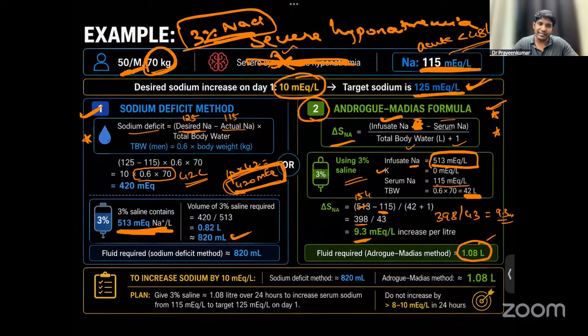Which is the best method? The second formula is the best method. Whenever you want to do something, do it with the second formula. The first formula is very crude. The second formula is much better.